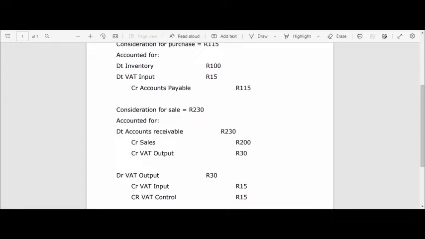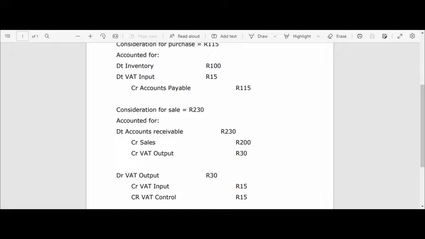We've got a VAT output that we've debited with 30 rands. We've got a VAT input that we've credited with 15 rands. To make this journal entry balance, we need a further credit of 15 rands. And where are we going to take that credit, ladies and gentlemen? To our VAT control account. So, at the end of all of these, it is almost like a reversal.